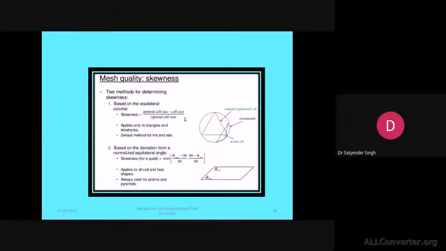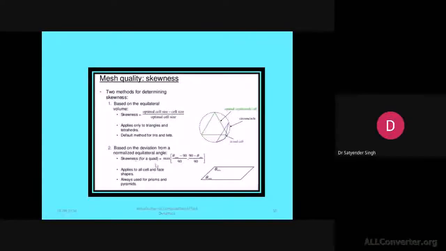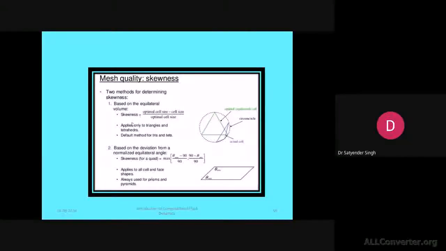So there are various formulas also. Let's say what I'm saying for this skewness. Let's say this is one of the optimal equilateral cells that should be created, but actually what you have generated during the meshing is this. Then it must be compared with the optimal cell. So how much deviation there is will indicate the skewness. Likewise, for a structured mesh, let's say this has been created, but it should be orthogonal. A perfect 90-degree angle should be there. So how much deviation there is, that is the skewness for the structured mesh or equilateral, and this is particularly implementable for your triangles and tetrahedrons.